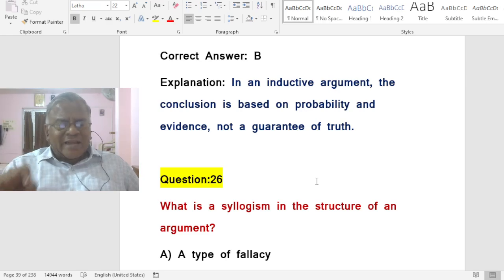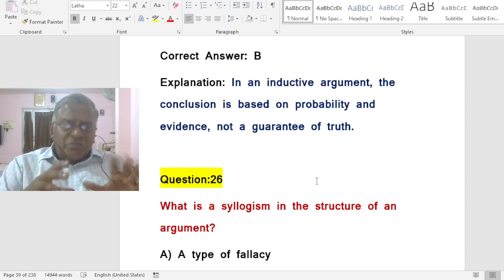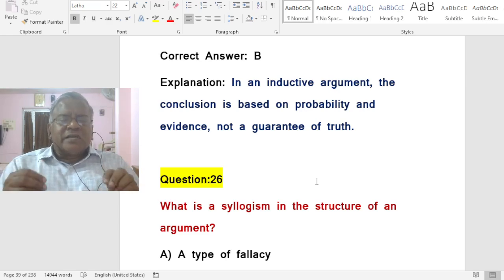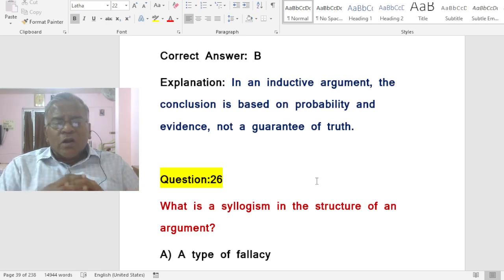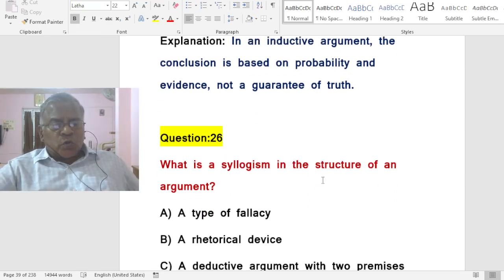So can you say that based on evidence you have a probable conclusion? It is not a guarantee of truth, right? It may not be true also. There may be 1 or 2 one rupee coins, who knows? But from the evidence which you have, which you experience, you are just saying that all the coins in the bag are 2 rupee coins. So, in an inductive argument, the conclusion is based on probability and evidence, not a guarantee of truth.